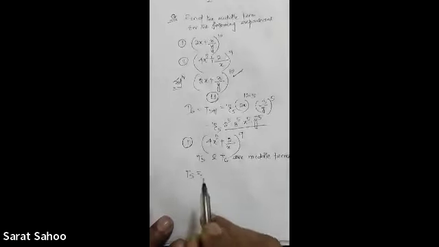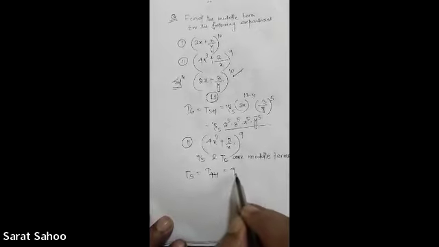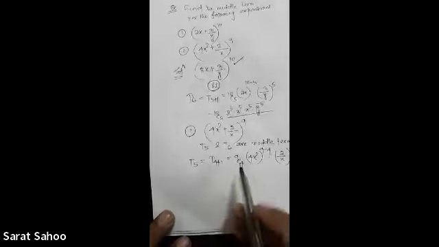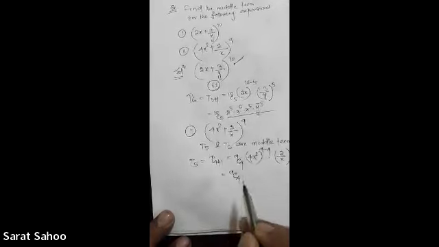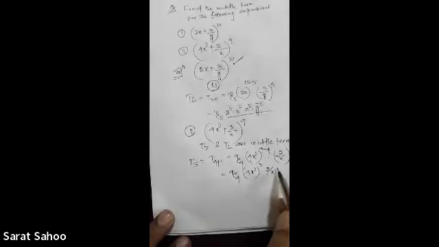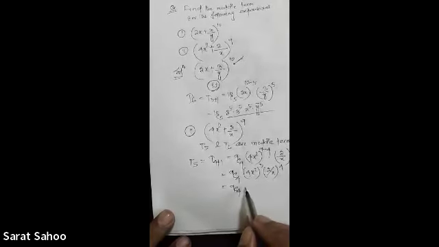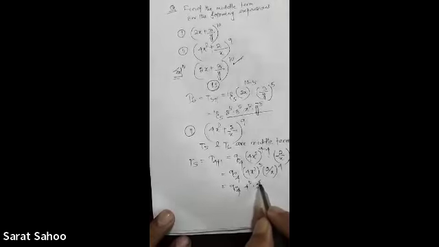So T5 equals T4 plus 1. That is 9C4, 4 to the power 5, 2 to the power 4, x to the power 10 by x to the power 4. That will be x to the power 6.